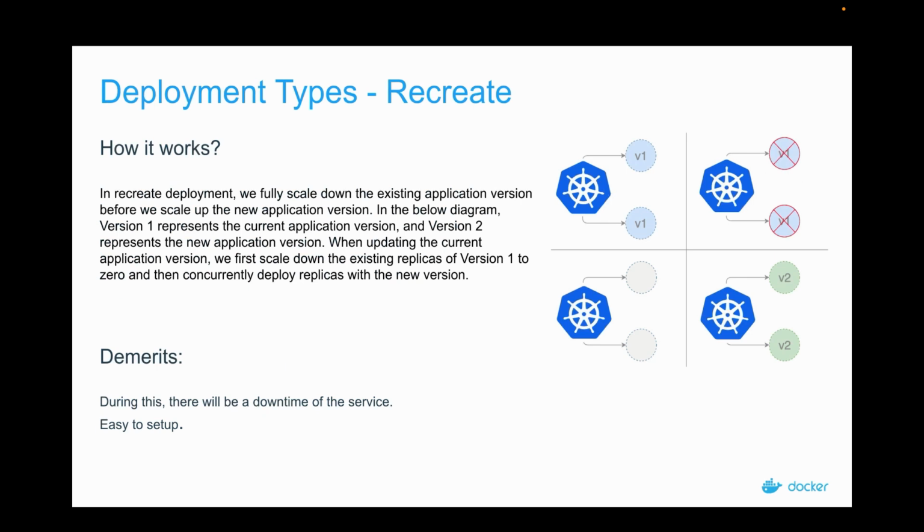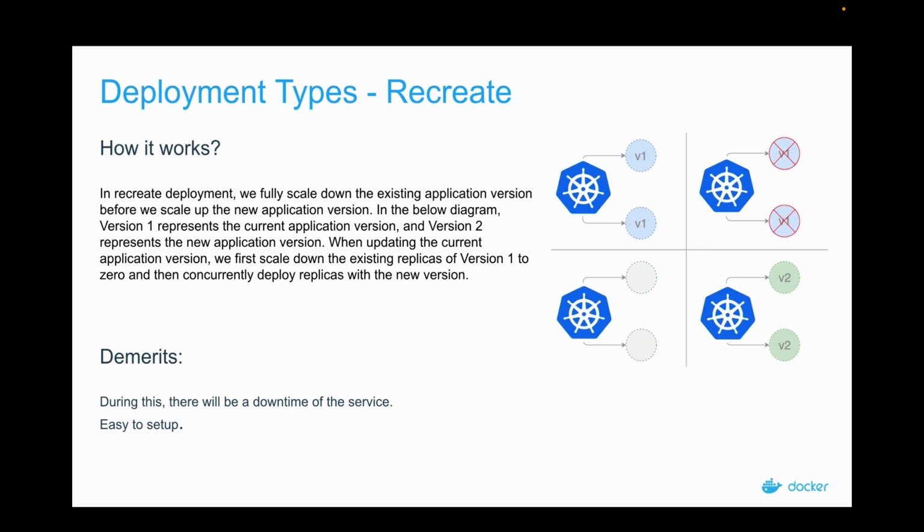Okay, now there are different types of deployments, and we will go through them one by one. Now the first deployment model is definitely not the default one, but it is always important to know. In the recreate deployment, what we do is fully scale down the existing application version, even before we scale up the new application version. So definitely you can think of it as there is a downtime.